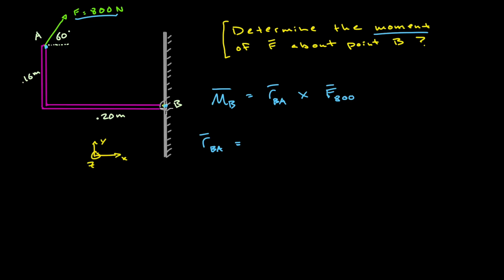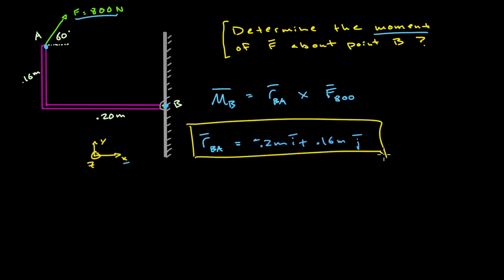Okay, so standing at B, to get to A, we do need to travel in the negative x direction by an amount negative 0.2 meters. Because again, we're starting at a more positive x coordinate and going to a more negative x coordinate. So A is further to the left than B, so we're going in the negative direction. And then from B to A in the y direction, we need to go positive 0.16 meters. So this is our r vector. Very straightforward, just 2 components.